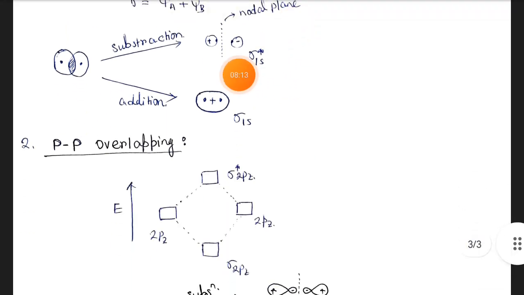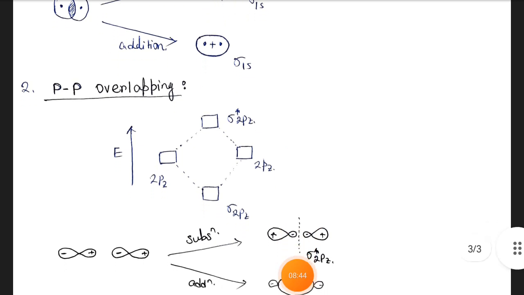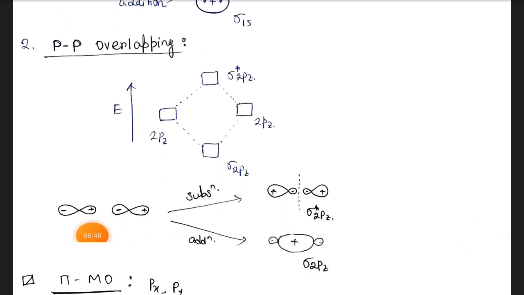Now p-p overlapping. For p-p overlapping, by convention, pz forms a sigma bond, and px and py form pi bonds. This is the energy diagram: this is 2pz and this is 2pz. These two 2pz atomic orbitals combine and two molecular orbitals are formed: one is the bonding molecular orbital, sigma 2pz, and the other is the anti-bonding molecular orbital, sigma star 2pz. If we draw this as an orbital diagram, that is 2pz and 2pz. If we add these two orbitals, the two positive parts attach to each other and this type of orbital is formed. This is sigma 2pz, and if we subtract these two parts, sigma star 2pz is formed.